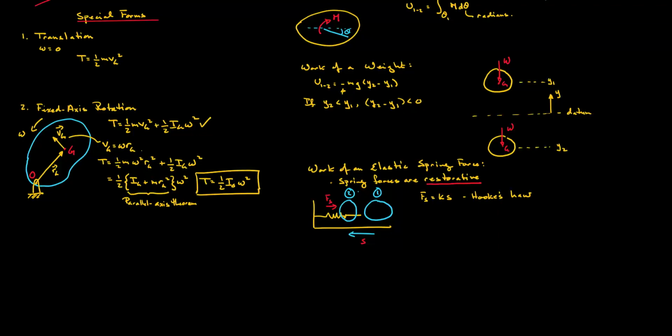And so what we have is that the work done by the spring will be equal to the negative of 1/2 k S2 squared minus 1/2 k S1 squared. And this expression is applicable where the magnitude of S2 is greater than the magnitude of S1.